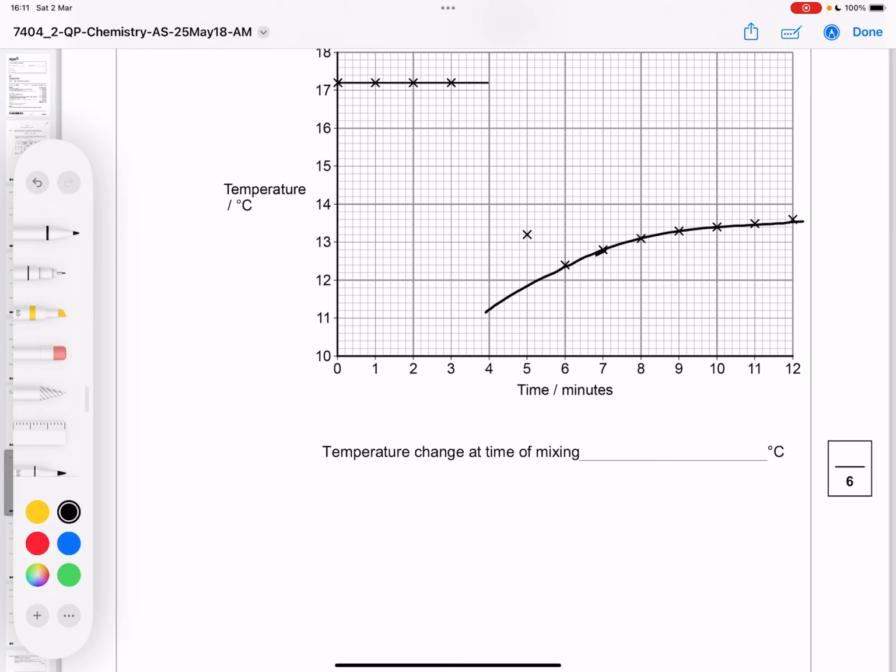So what was the temperature change at the time of mixing? We're going to draw a vertical line at the time of mixing, which was 4 minutes. So we're going to look at the gap at 4 minutes. So we've got 17.2 minus 11.2. And so we can see that for my curve, and you will get a bit of leeway on this, I'm getting a value of 6 degrees C.